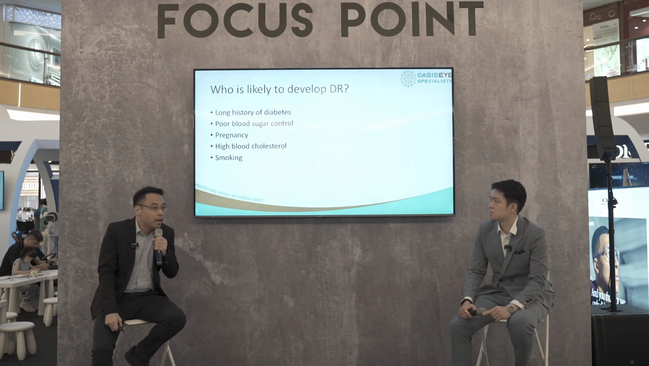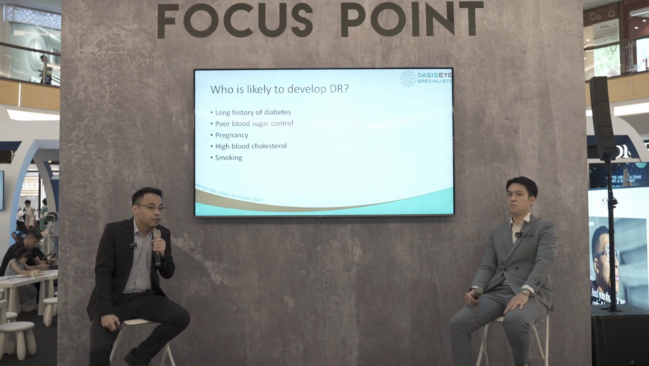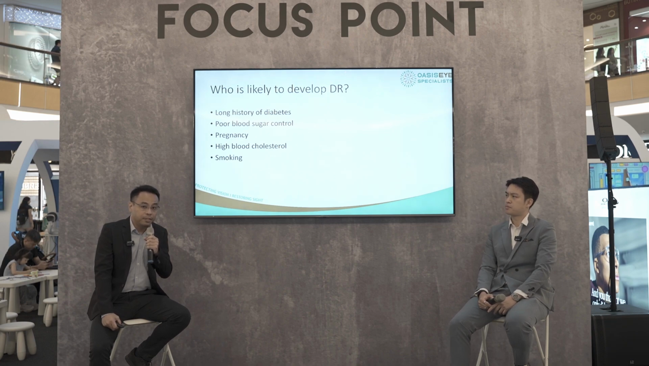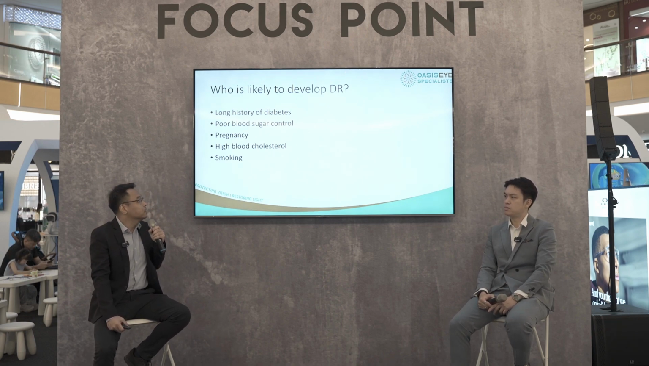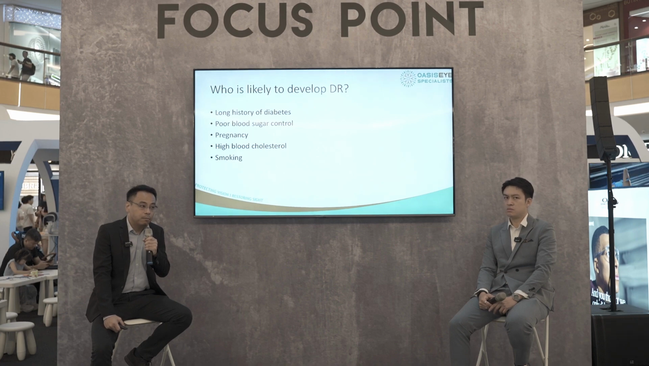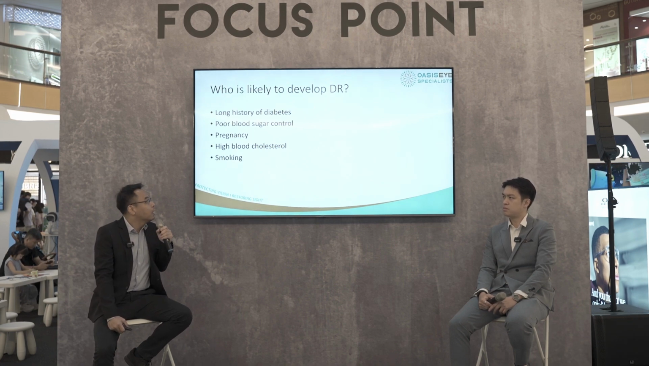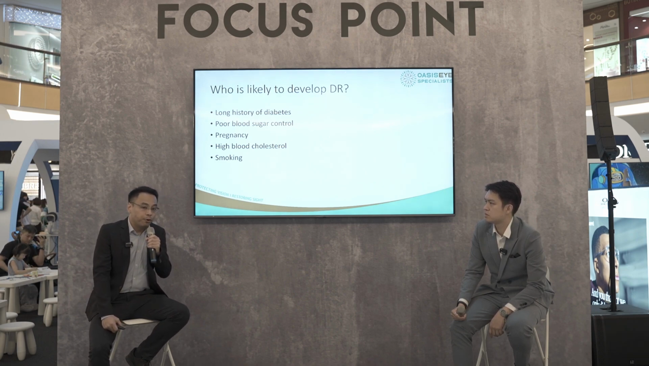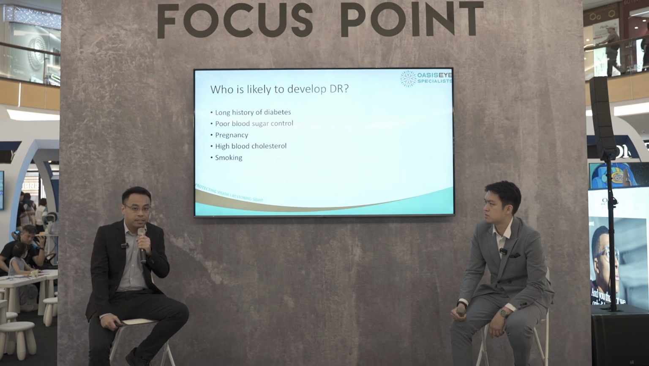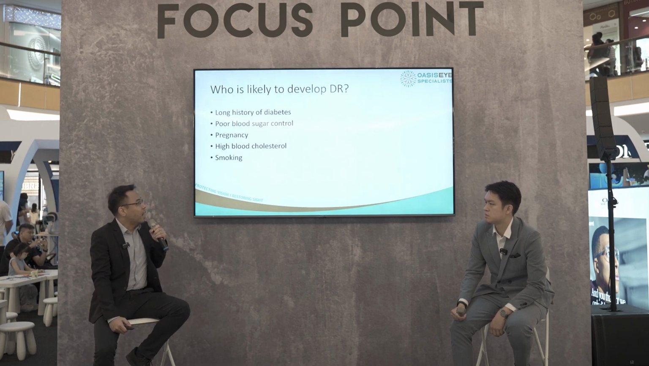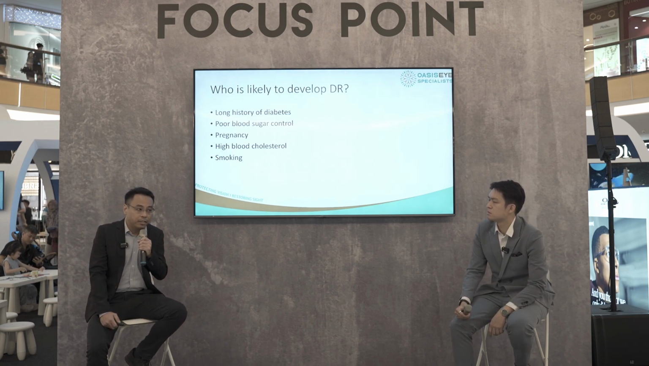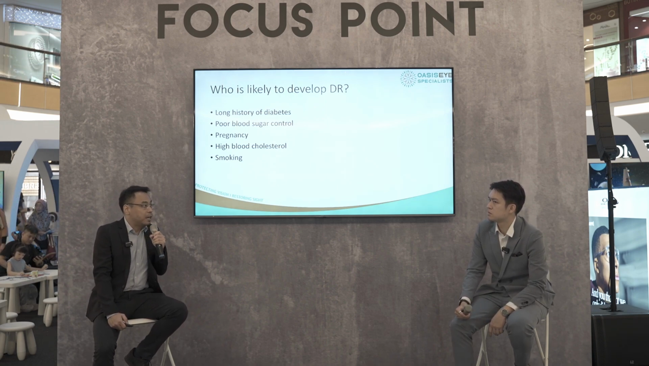So who is likely to develop diabetic retinopathy? Those patients with a long history of diabetes or uncontrolled diabetes, uncontrolled blood sugar level, are at high risk of developing diabetic retinopathy. For patients who are pregnant, due to the change in physiological state and hormonal changes, the progression of diabetic retinopathy is faster and even worse. High blood sugar, high blood cholesterol, and smoking, which damages the blood vessels of the retina, can increase the risk of diabetic retinopathy.